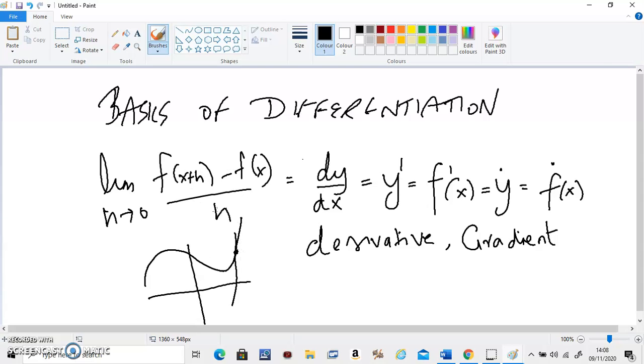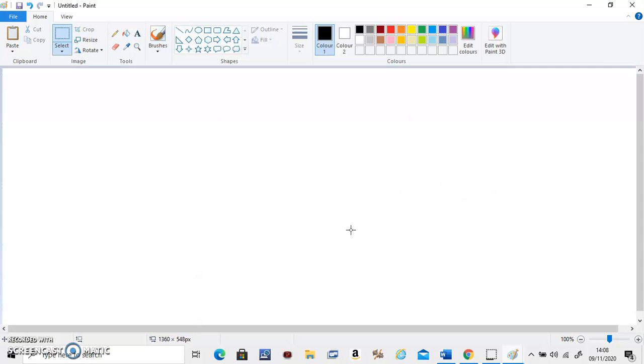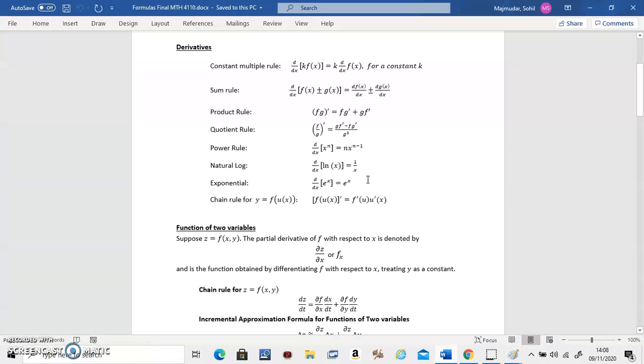Now using the differentiation, it may get really difficult to do some functions. So because of that, a whole range of formulas have come forth, and these are the formulas. Only look at the top part. These are the basic formulas. So now let's do some examples.